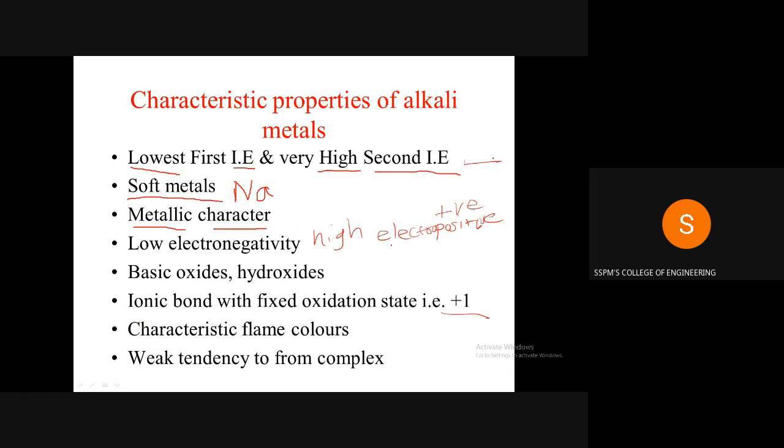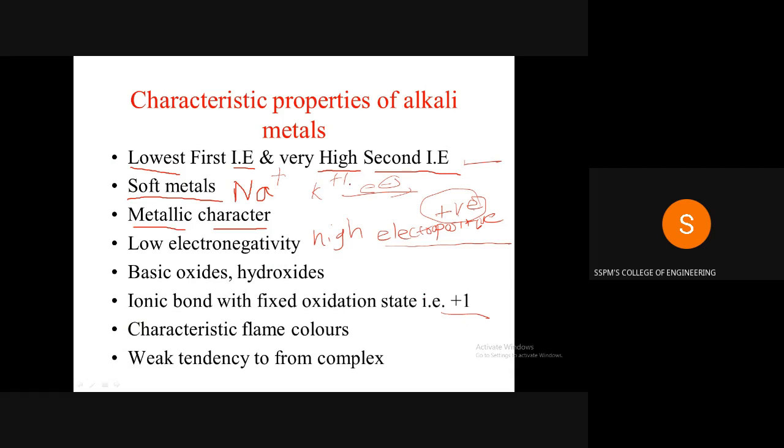They are highly electropositive, meaning they acquire a positive charge. You know that sodium always has a plus charge and potassium has a plus one charge. You cannot say that K has a minus charge or sodium has a minus charge. They are electropositive metals because they have the tendency to donate or lose electrons, and this gives positivity.